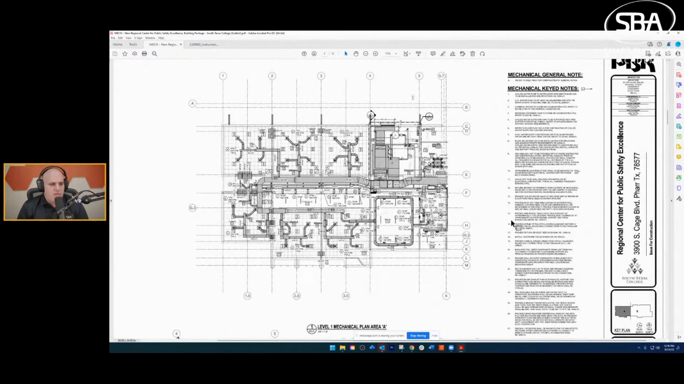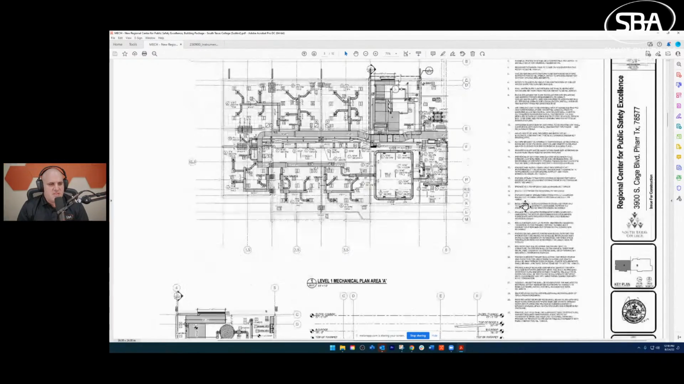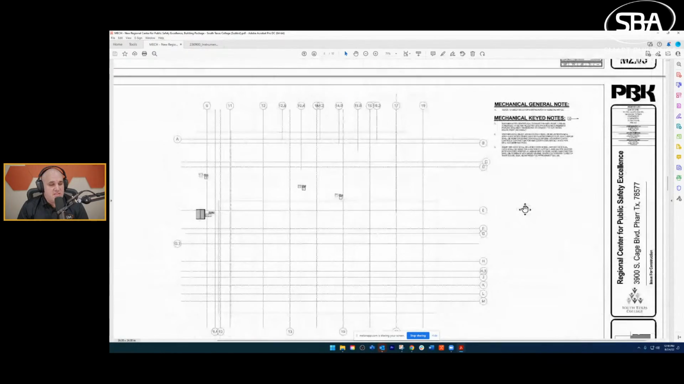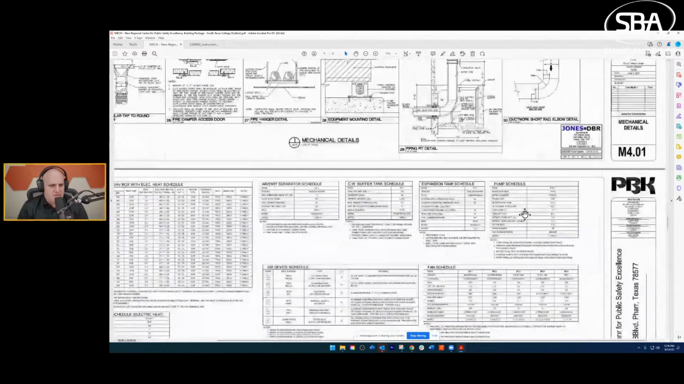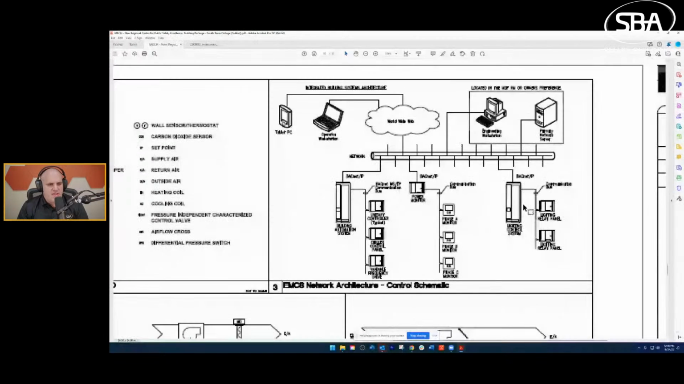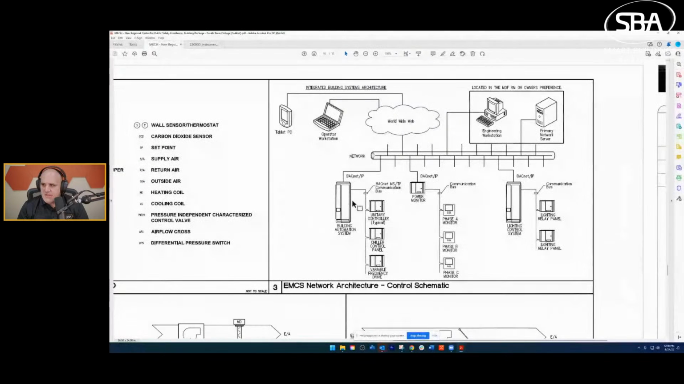Mechanical plans aren't terribly difficult to digest. There is some things that are unique to this plan that I don't see in a lot of plans. And forgive me if I'm scrolling fast and making you nauseous. I apologize for that. They do a pretty good detailed drawing of the BAS network. I don't typically see this, but they actually do in this drawing, which is kind of nice, right? We see our layout of our drawing.